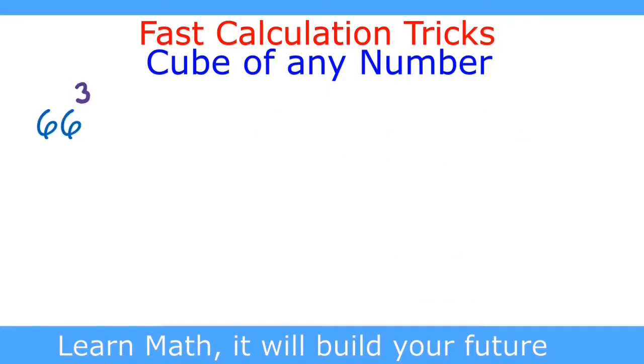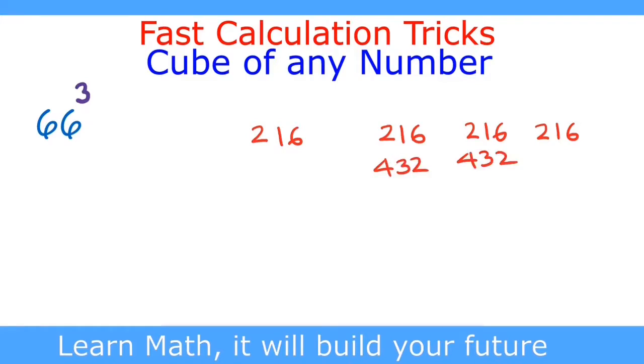Now we go to the next number and we will be finding the cube of 66. So we will write the cube of 6 for 4 times, and cube of 6 is 216. So we write 216 for 4 times. Now leaving the first and last 216, we will double the middle 216s, and 216 multiplied by 2 is 432. So we write 432 for 2 times, and we start adding these.